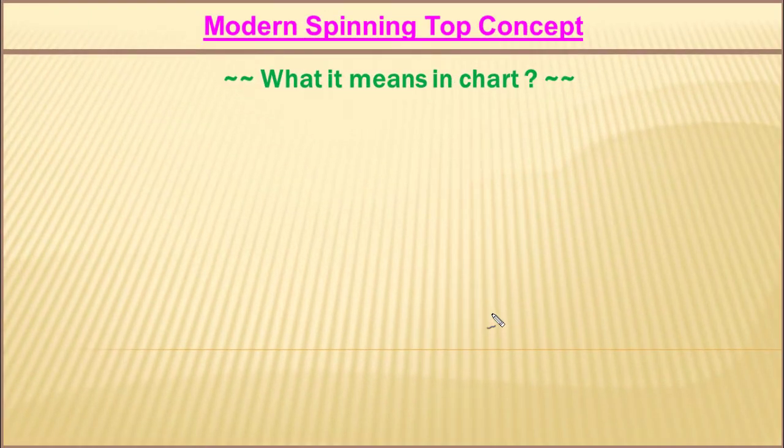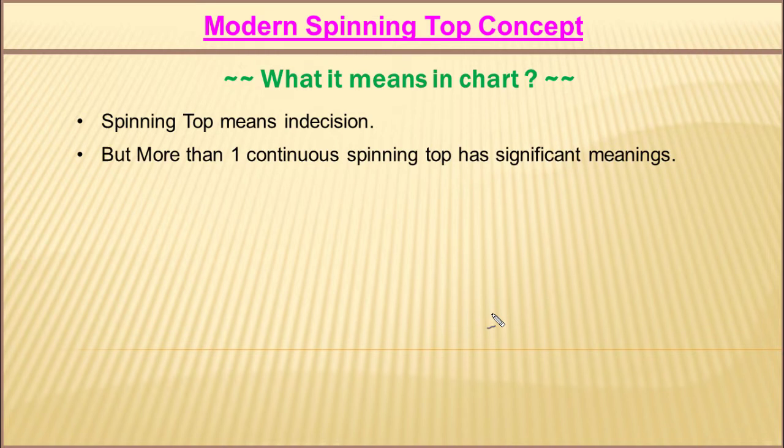Now the second topic is what it means in the chart. Friends, the spinning top means indecision. I think all of you know this point, because in every YouTube video you will hear that spinning top means indecision. It does not signify any kind of trend continuation or reversal by itself. But friends, this is half true. According to the modern price action, more than one continuous spinning top has significant meaning on the chart. And this is the new concept I was talking about.